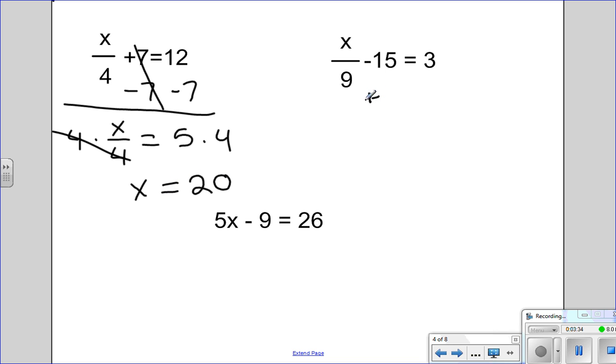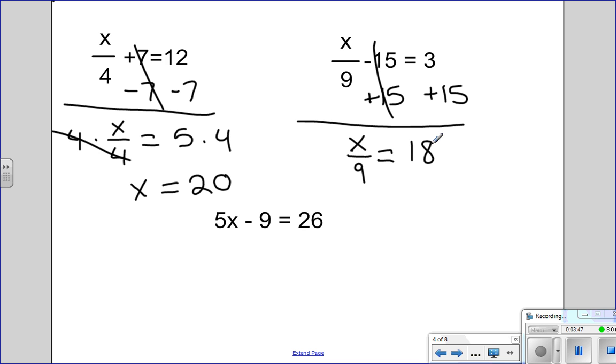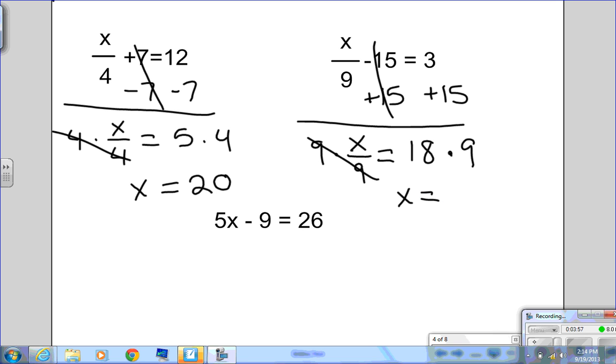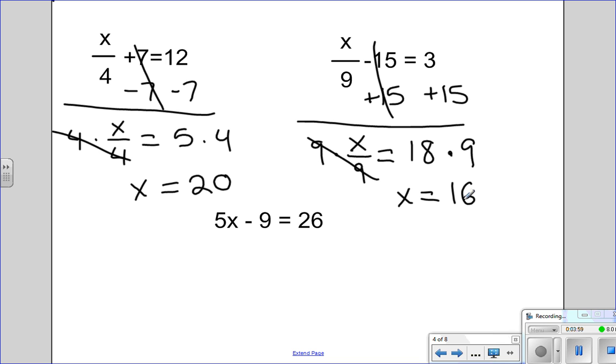Over here, I'm going to add 15 to both sides. And I get x divided by 9 equals 3 plus 15, which is 18. Then I'm going to multiply both sides by 9. And I get x equals 162.